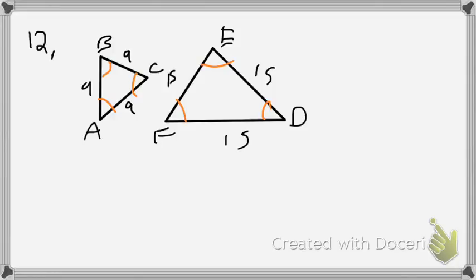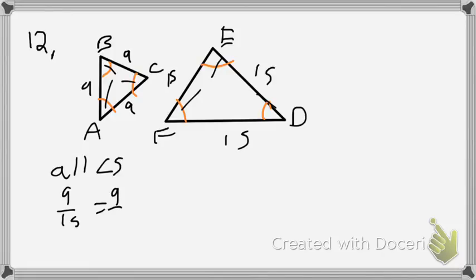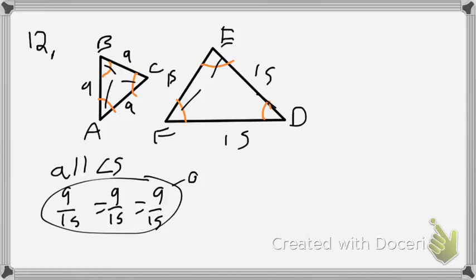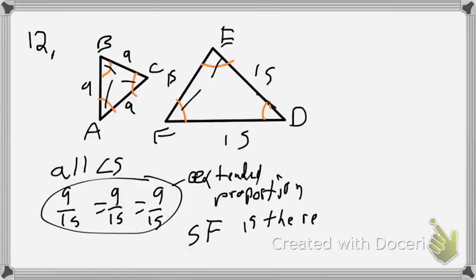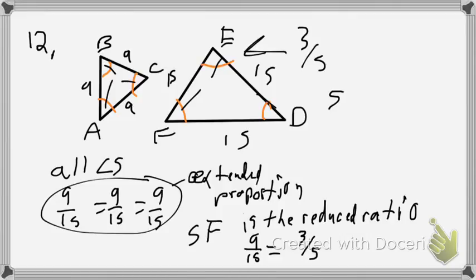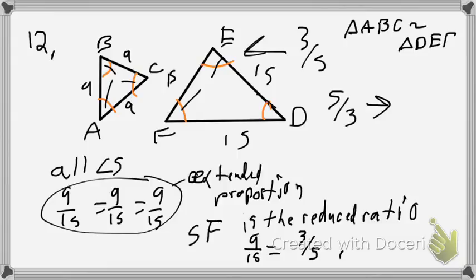See how all three are equal here, and they're equal to here. So it's 60 and 60. And then we can set up that extended ratio of side to side to side. 9 to 15, 9 to 15, 9 to 15. They're all equal. That's our extended ratio. The scale factor. Scale factor is the reduced ratio. So 9 to 15ths reduces to 3 to 5ths. So 3/5 going smaller, 5/3 going larger. And that gives us the similarity statement of ABC is similar to DEF.